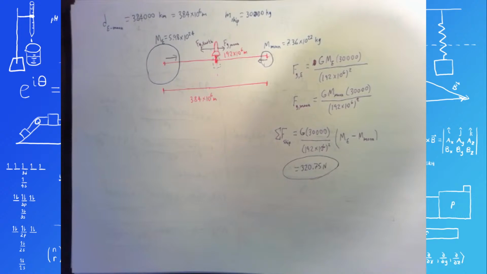320.75 divided by 30K is 0.010691, and then repeating sixes. So yeah, barely over 1/100th of a meter per second squared. All right, let's do another one.